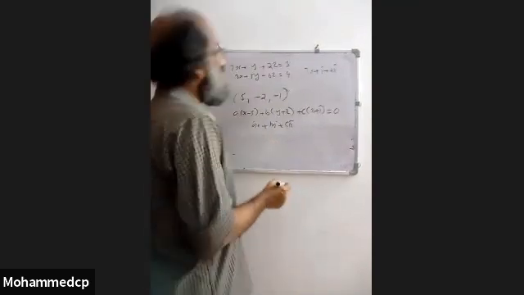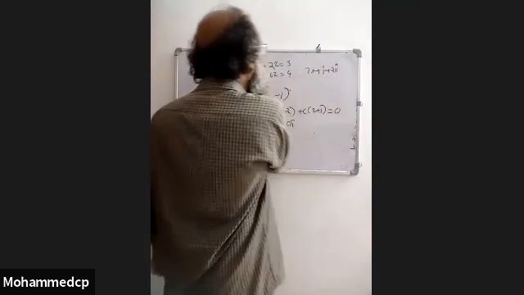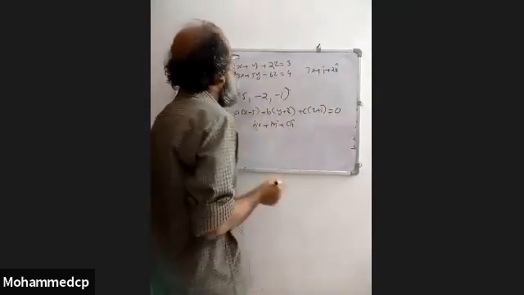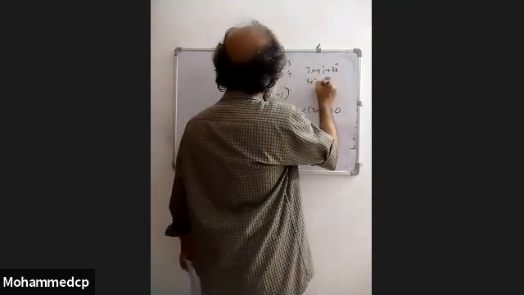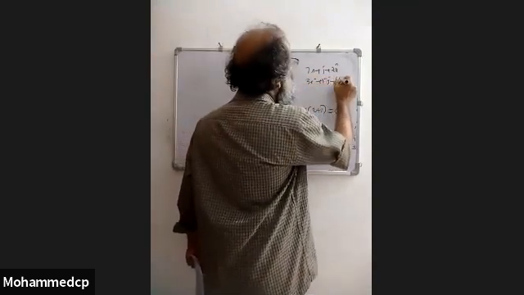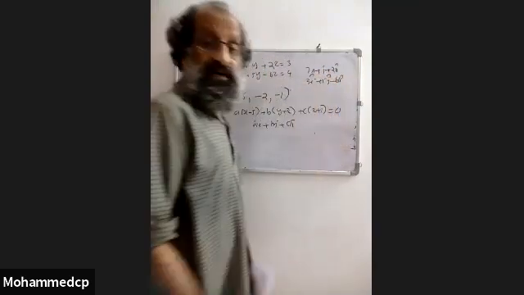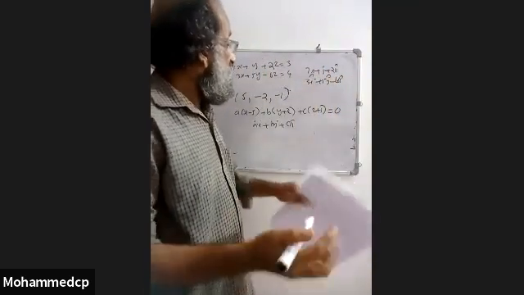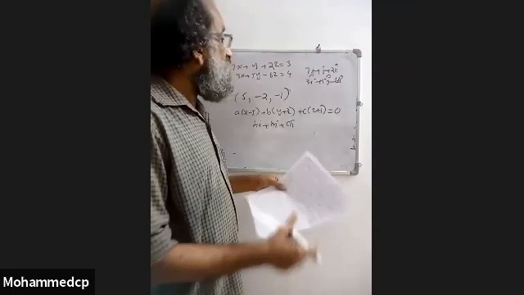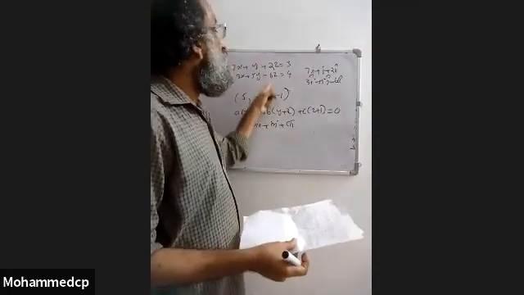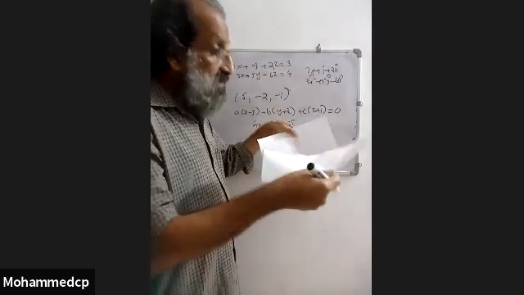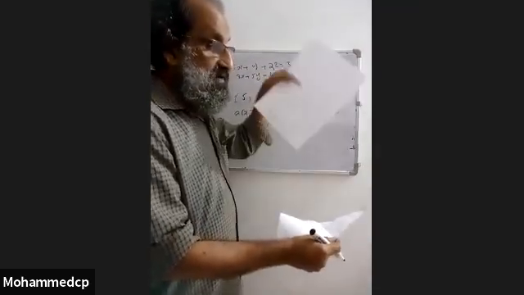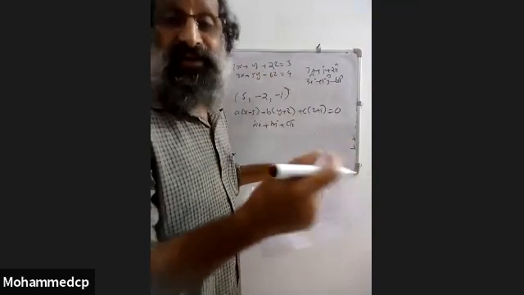7i plus j plus 2k is a vector perpendicular to the first plane, and 3i plus 5j minus 6k is a vector perpendicular to the second plane, and our plane is perpendicular to these two planes. But when two planes are perpendicular, the normal to one is perpendicular to the normal of the second.